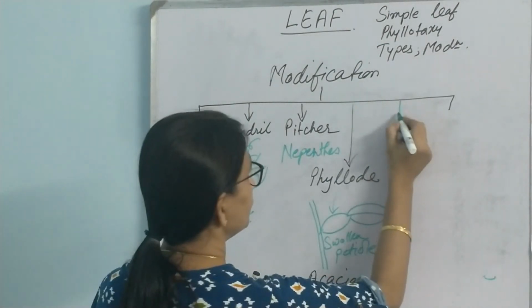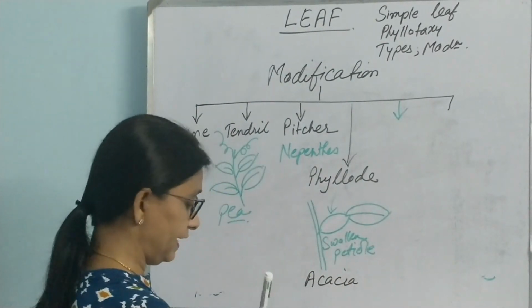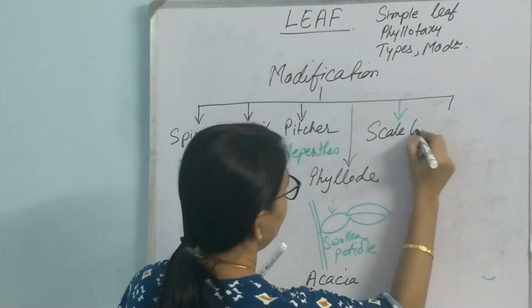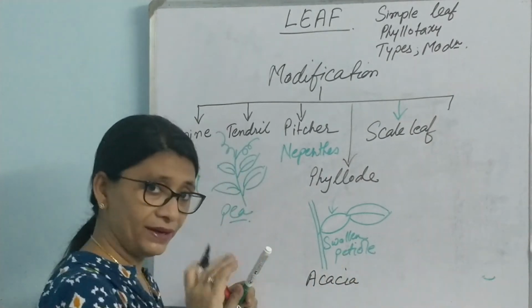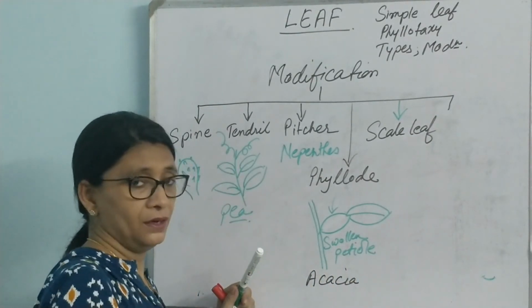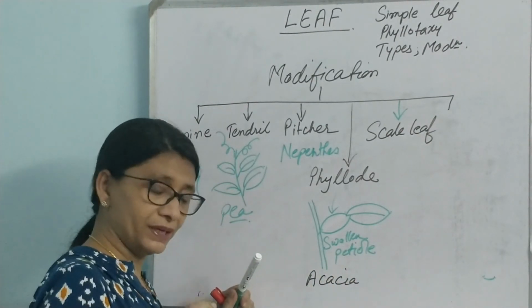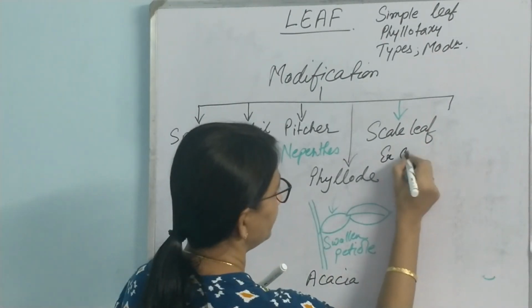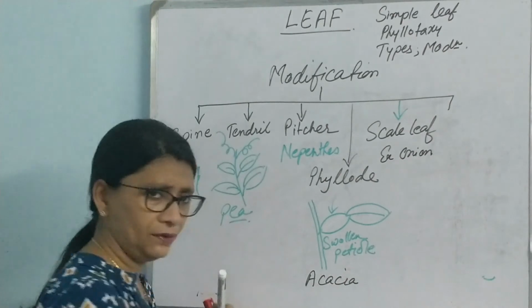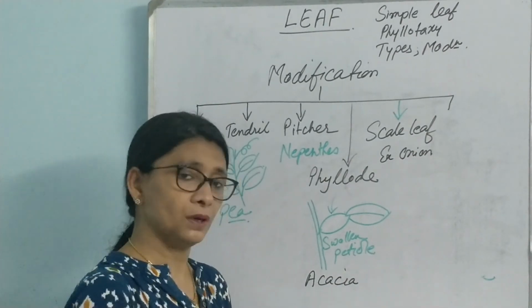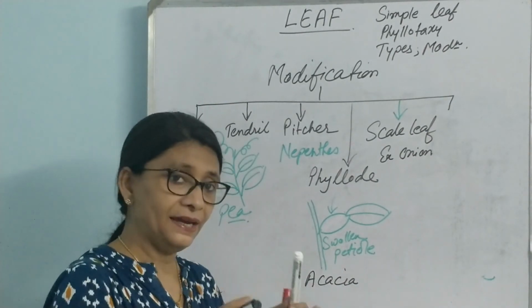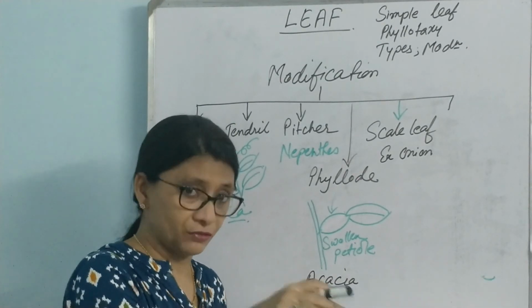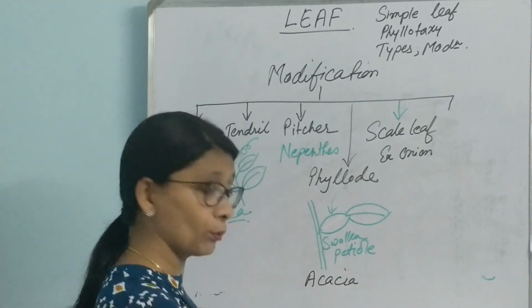Then we have scale leaf, as we see in onion. Scale leaf. Isn't it? Very thin leaf. It's found in ginger. It's found in potato. Found in a range of plants. Example, onion. It's basically for protection, though it is very thin, but still it protects the entire structure that is within it. So scale leaf is for protection.